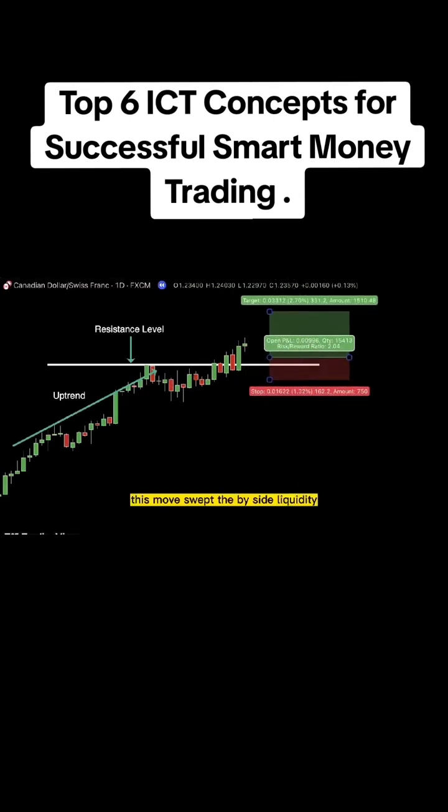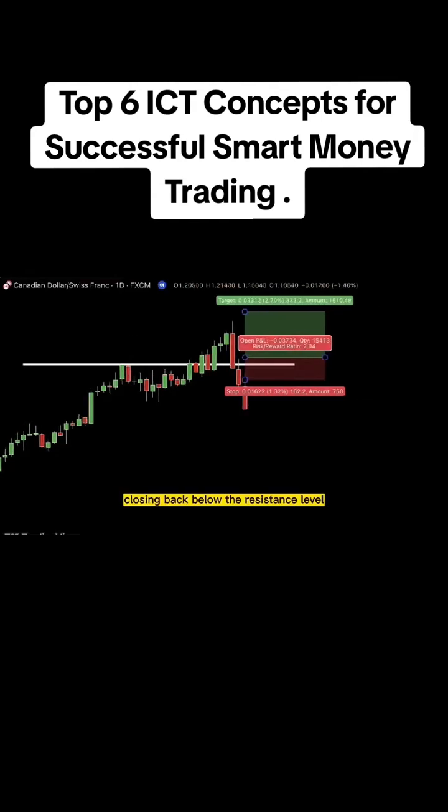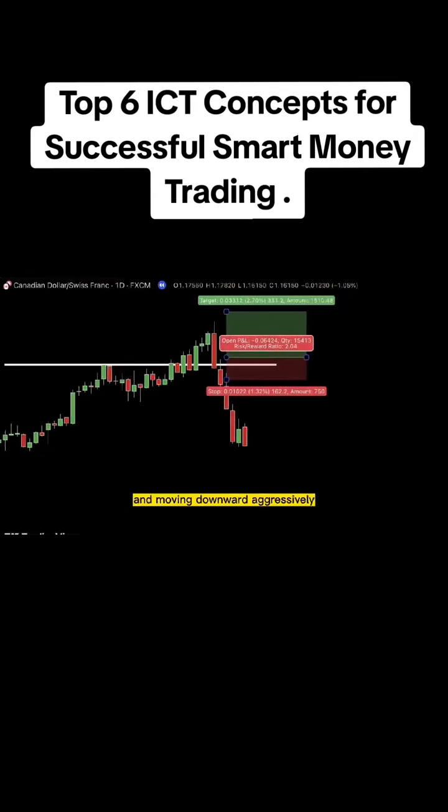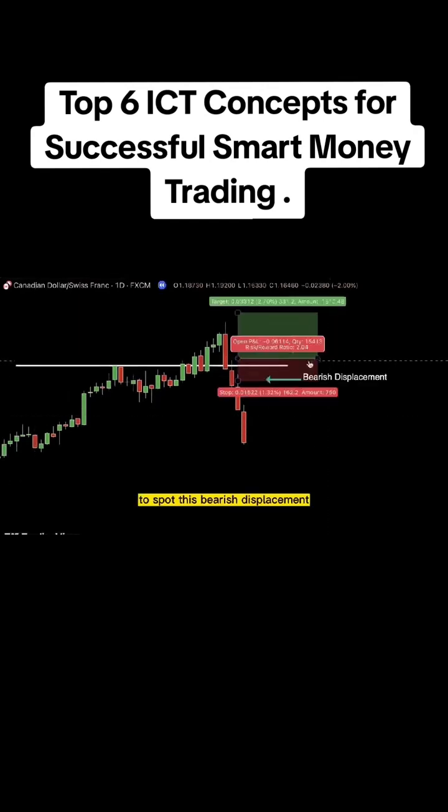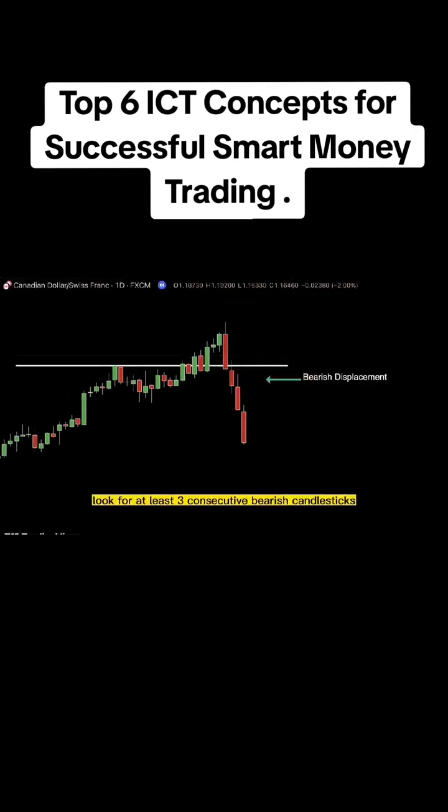This move swept the buy-side liquidity resting above the resistance level. However, instead of continuing upward, the market quickly reversed, closing back below the resistance level and moving downward aggressively. This reversal marks a bearish displacement. To spot this bearish displacement, look for at least 3 consecutive bearish candlesticks with strong bodies, showing clear momentum to the downside. Again, minimal wicks are recommended but not a requirement. The key is the strong, unbroken move down with little retracement.